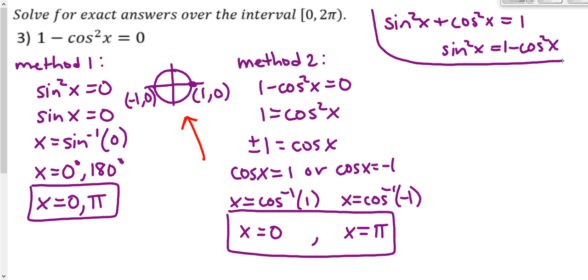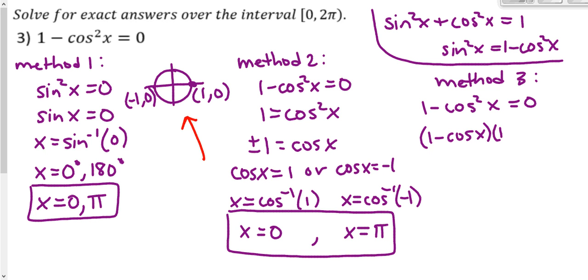Okay, third method. You probably saw 1 minus cosine squared x, and probably what went through your mind was this: ooh, that's a difference of squares. I know how to factor that, right? So let's say we factor 1 minus cosine squared x into 1 minus cosine x times 1 plus cosine x. Remember, we did some factoring in our last lesson, or one of the last lessons. I don't know. They're all blending together at this point. I guess it was a couple lessons ago.